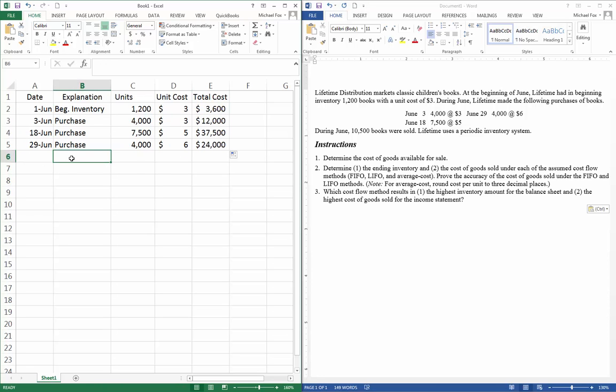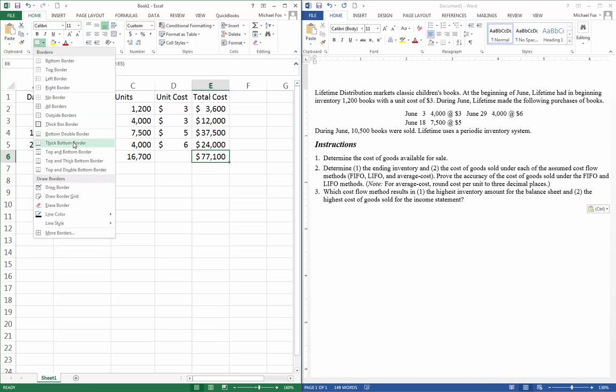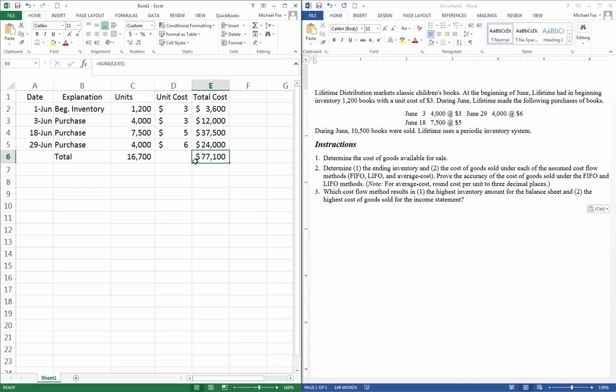Our totals: the total number of units we started with and purchased was 16,700 total units, and our total cost was $77,100. So there's our cost of goods available, right? That's all the goods we have to sell during the month, which is what we started with plus any that we acquired during the month. So that's the answer to number one. Determine the cost of goods available for sale, $77,100.